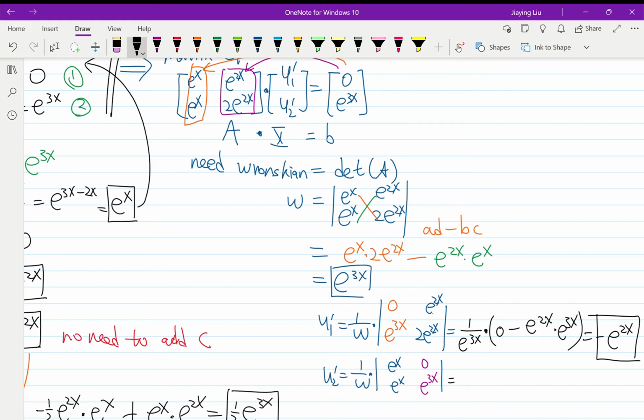And that will give us 1 over e to the 3x times, again, one of the diagonals becomes 0, so that's e to the x times e to the 3x, minus the 0. That will eventually just give us e to the x.